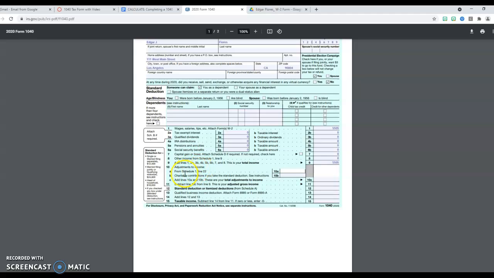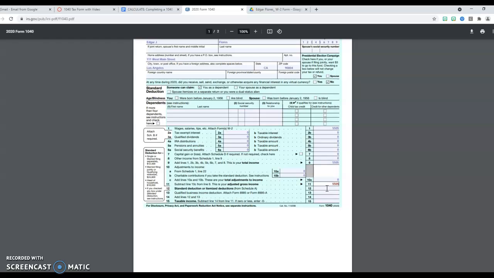Okay, adjustments to income. From Schedule 1, line 22, 10A, we don't have a Schedule 1, so we're going to put 0. Did he give any charitable contributions? None that Nora mentioned. And that brings us 0 to 10C. It says subtract 10C from line 9, and we have 5505 as our adjustments.